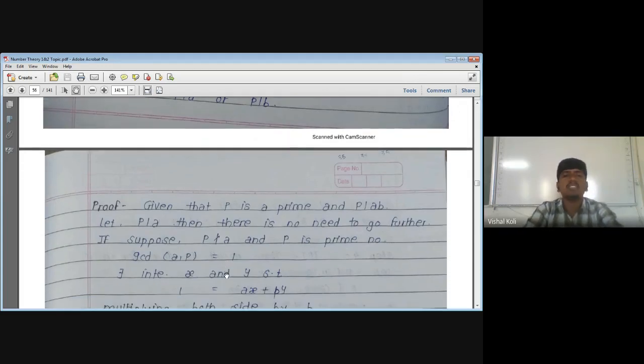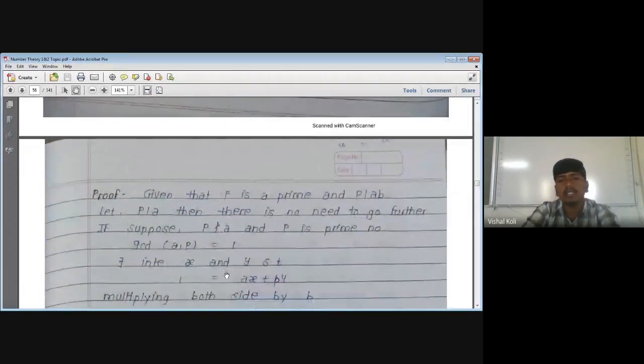As GCD of two integers A and P is equal to 1, then there exist two integers X and Y such that the GCD 1 is nothing but AX plus second integer PY.